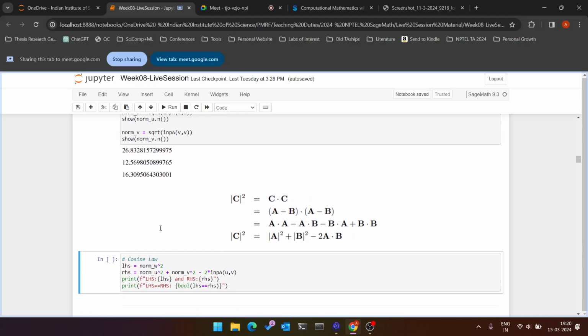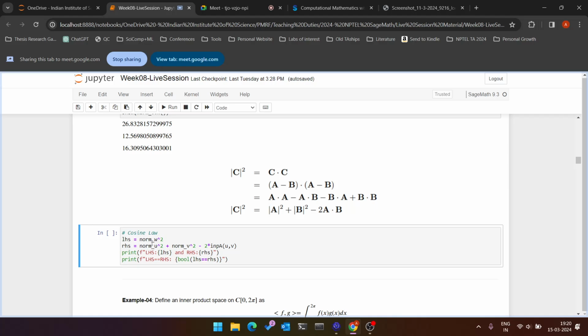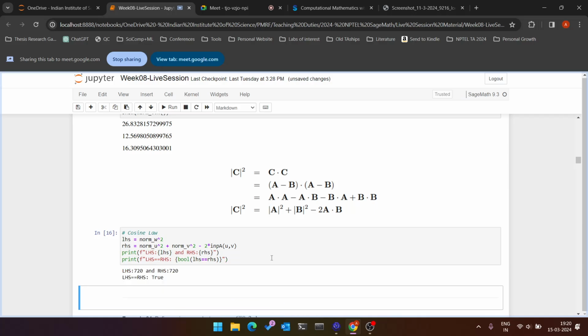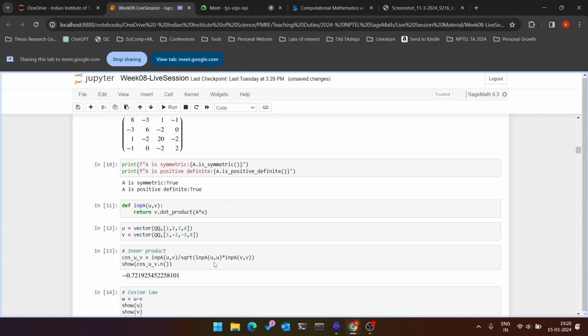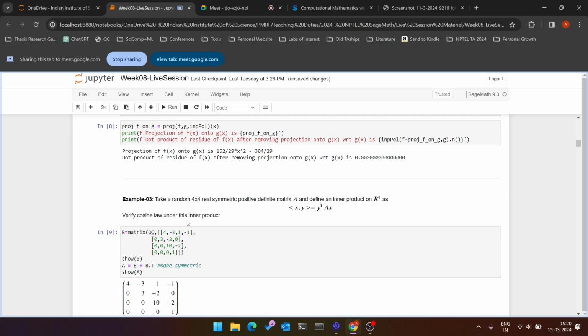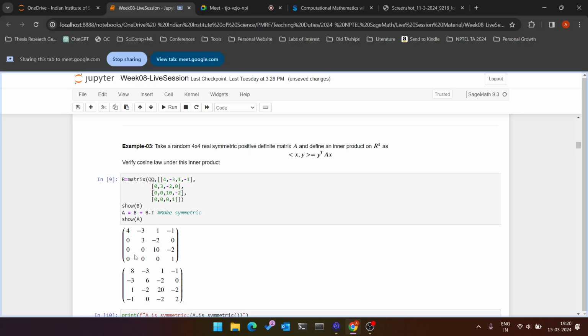The cosine law, as we specified earlier, we basically take the square of the norm of w on the left hand side, and the right hand side is the square of the norm of u plus the square of the norm of v minus twice the inner product of u comma v. We'll print both LHS and RHS, and then we'll be checking if they are indeed equal. So the LHS and RHS in our case both evaluate to 720, and thus the cosine law holds true. It has been verified for a random input under this defined inner product with this particular chosen matrix.